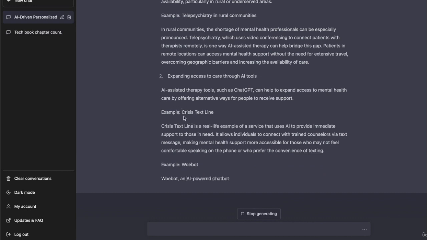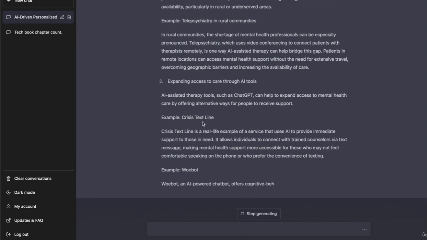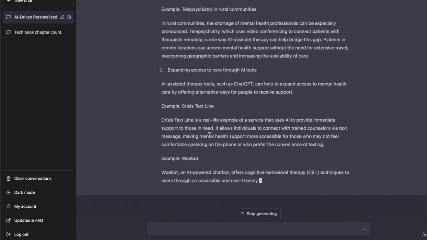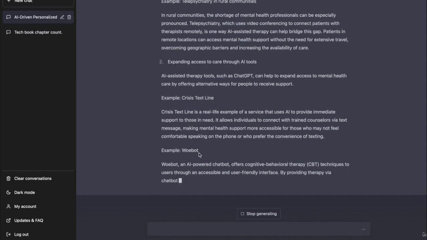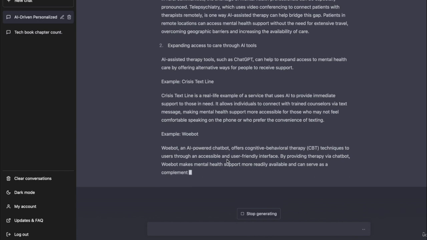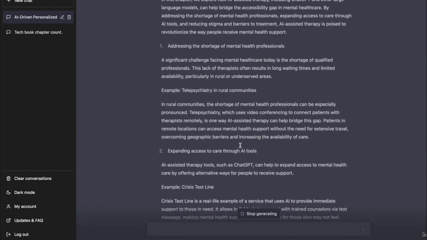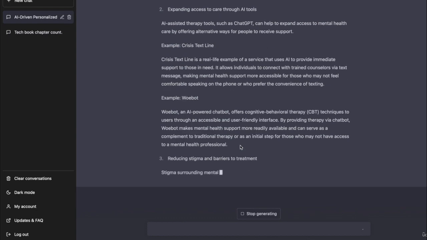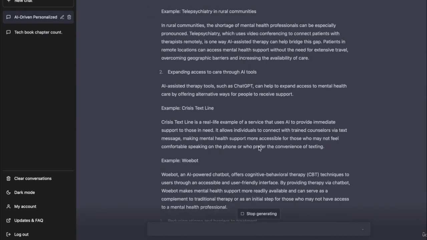It does have Crisis Text Line, which is a real organization, and telepsychiatry in rural communities. And Woebot is a real-life company that has an AI-powered chatbot for CBT. So impressively, it's using real-life examples. This way we'll write much shorter chapters, but they're accurate, straight to the point, and maybe they don't have to be all very long chapters.